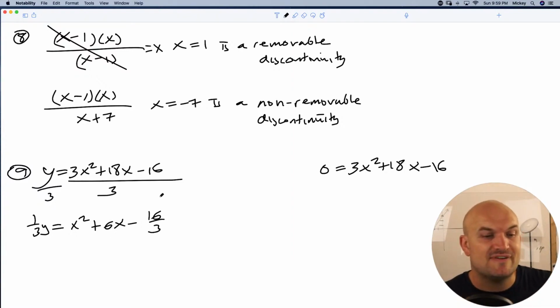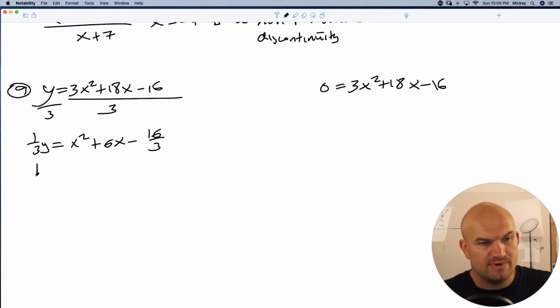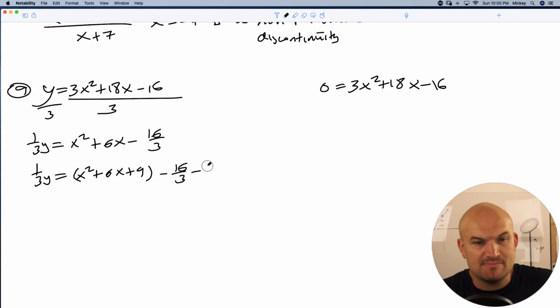So now what you can do is find the value that we want to create a perfect square trinomial for here. So we're going to take 6 divided by 2 and then square it. Okay, so we have 1/3 y equals, and then we'll do x squared, 6 divided by 2 is 3. So that's 6x plus 9. But again, remember, if you're going to add 9 on one side, you're going to have to subtract 9 on the other side. So we have 16/3 and minus 9.